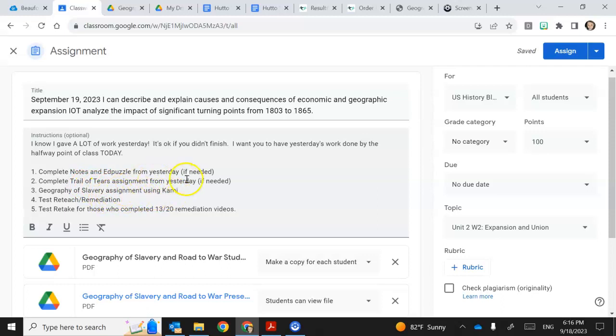If you finish all of that, you can do the test, reteach, remediation, progress learning videos. And if you've done your 13 out of 20, I have assigned the test retake for you on progress learning.